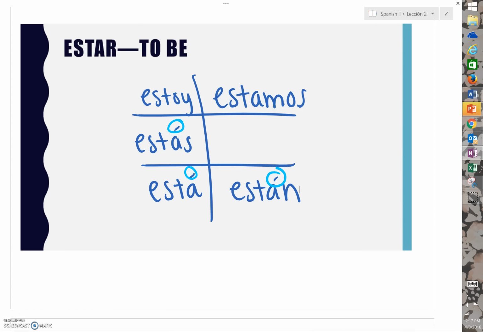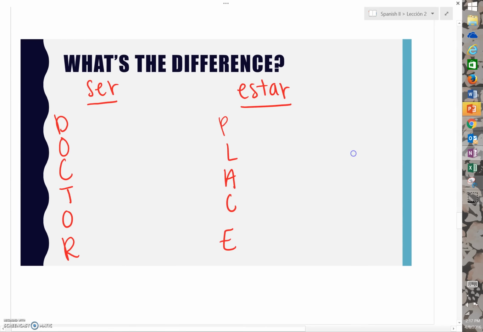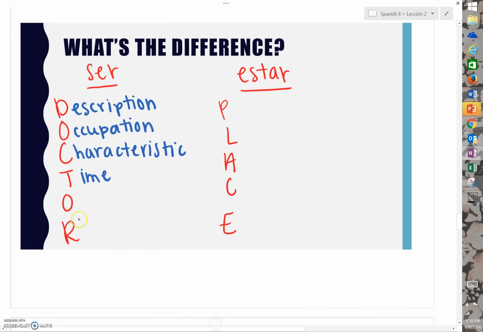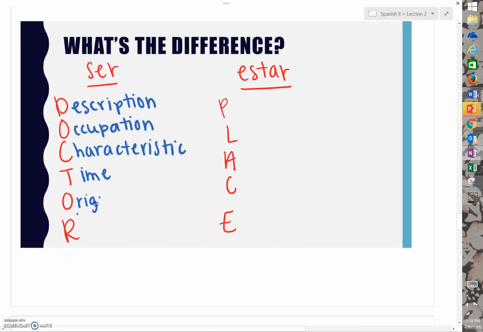So what's the difference in meaning here? At the beginning of the year, we learned these two acronyms, DOCTOR and PLACE. DOCTOR we use with ser, and it stands for description, occupation, characteristic, time, origin, and relationship.